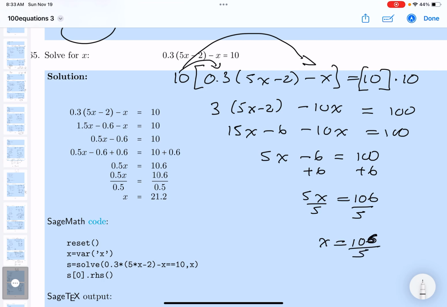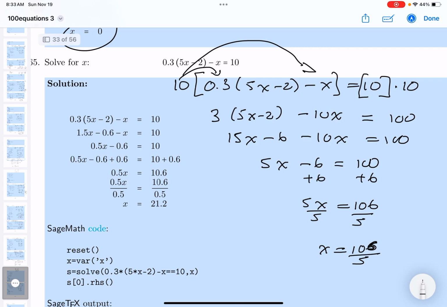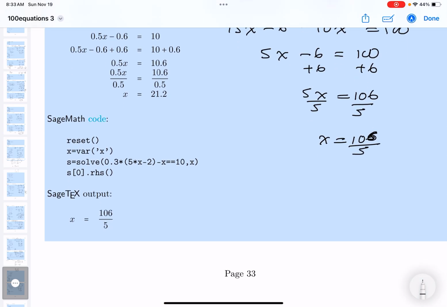106 over 5. Now, granted, I would say that's a good answer. But unfortunately, a lot of people say, well, they spoke in decimals. You should speak back to them in decimals. Let me go through that with you.